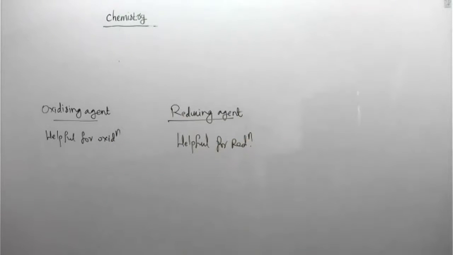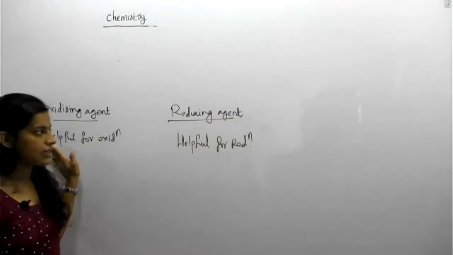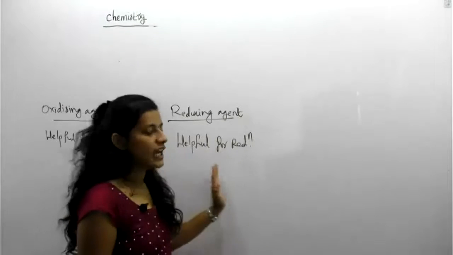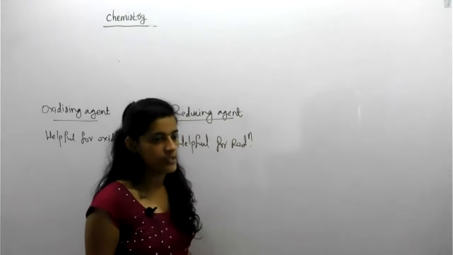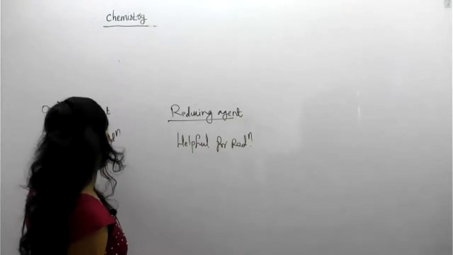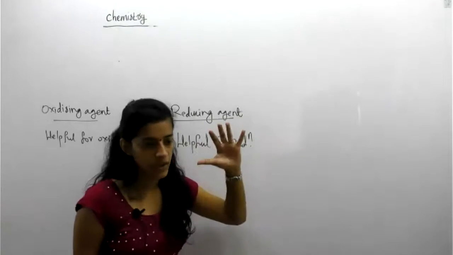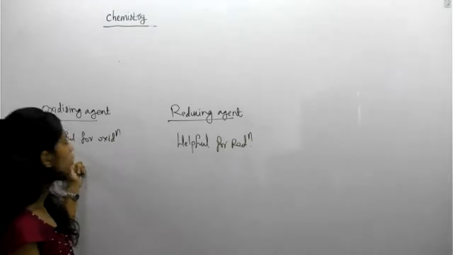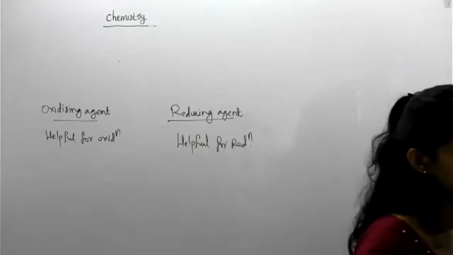Then students, this is my question. Now you know what is meant by oxidizing agent: it is helpful for oxidation. And reducing agent means it is helpful for reduction. The concept is clear. My question is, how will it help? For oxidation, there should be removal of electron. So what about the role of oxidizing agent? Will it accept electron or remove electron? This is my question.